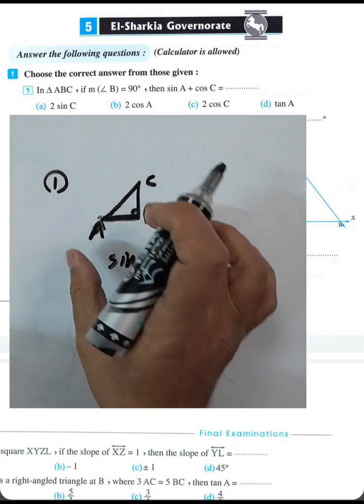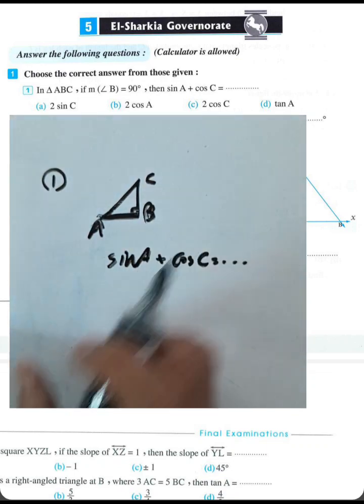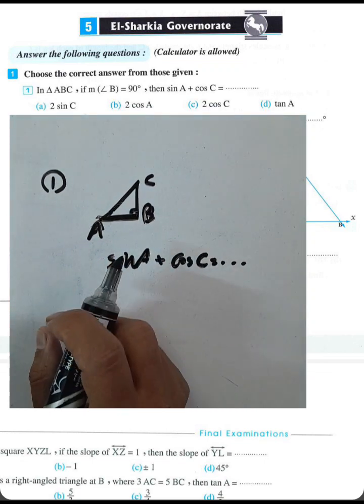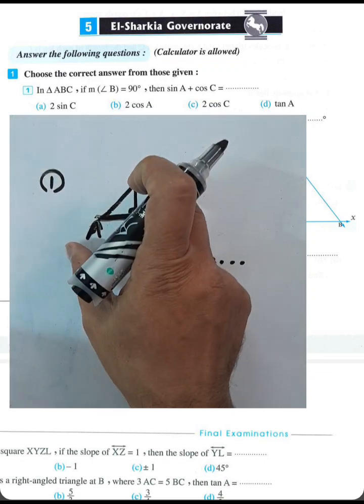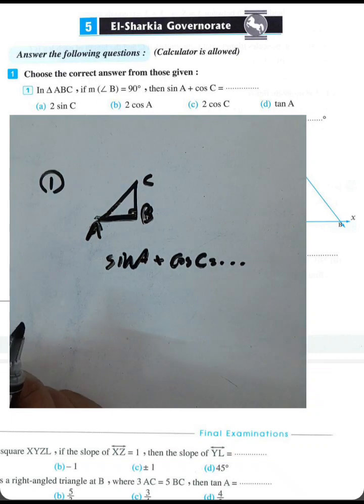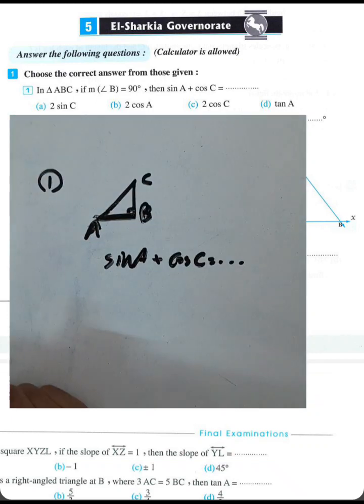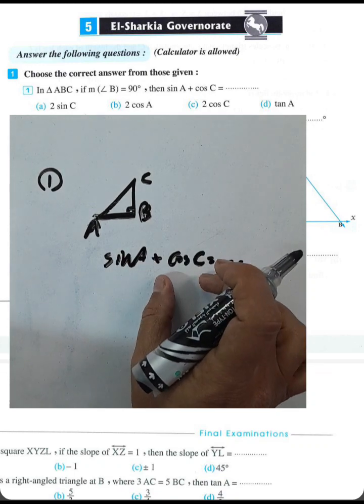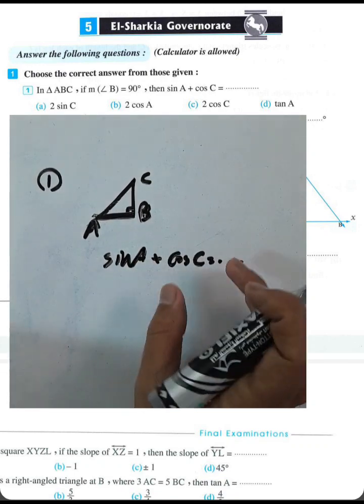The measure of angle A plus the measure of angle C equals 90 degrees because the sum of interior angles in a triangle equals 180, and angles A and C we call complementary angles, the sum of them equals 90 degrees. Then we can write sine A plus cosine C, it will be twice sine A or twice cosine C.